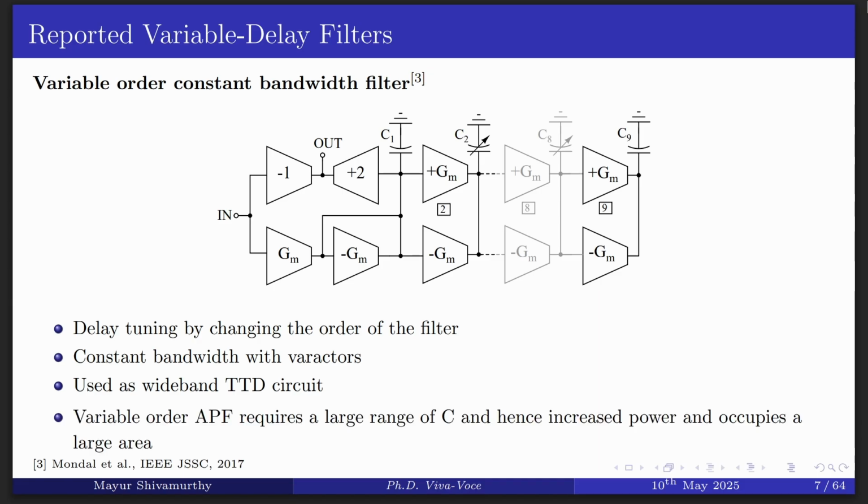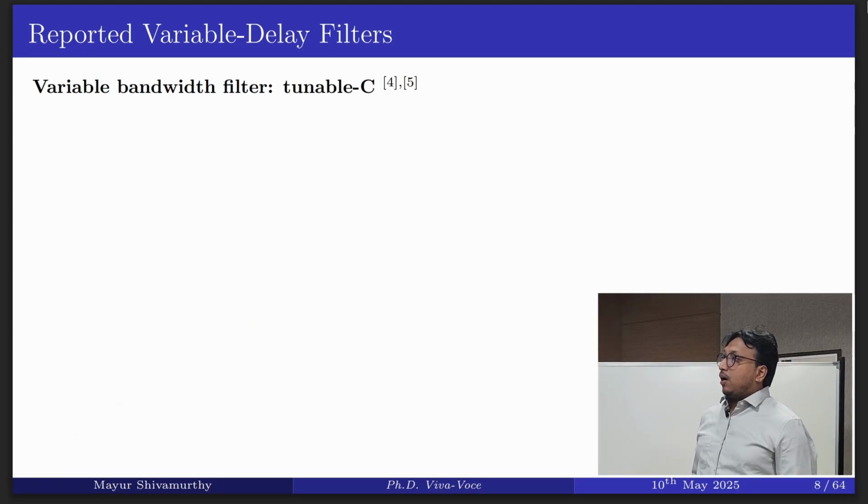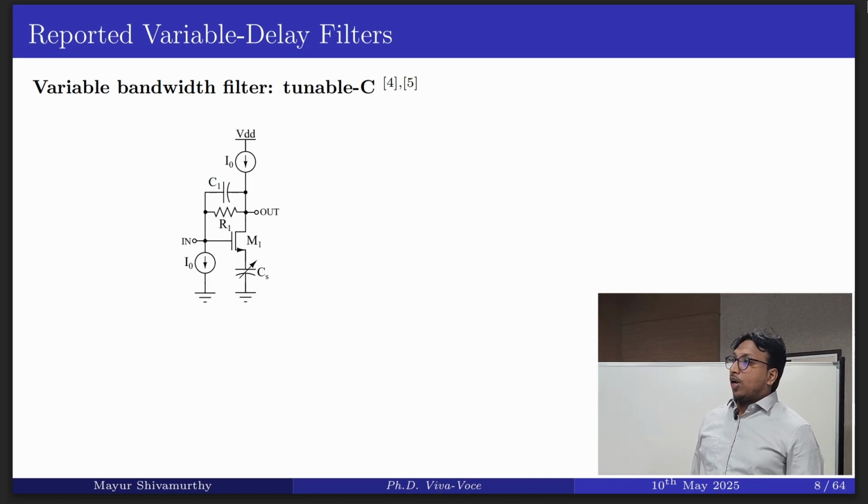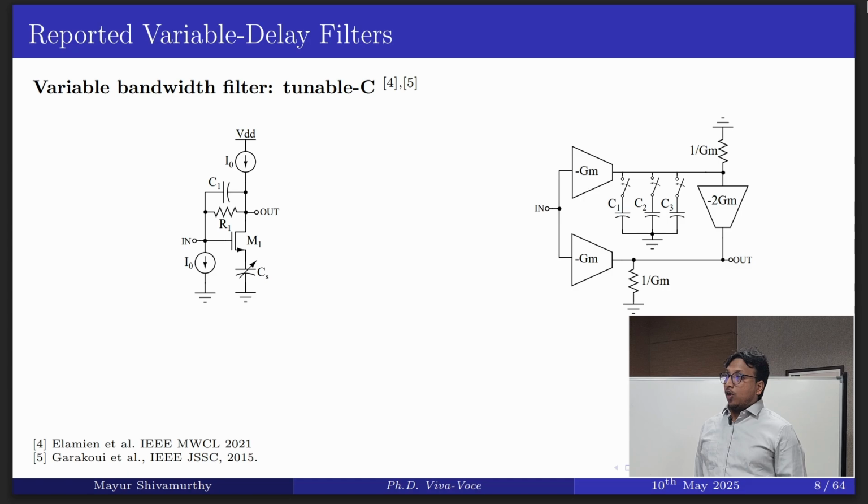But the problem with this type of approach is that it requires designing a very large higher order filter, and it consumes a larger area and also more power. So the next delay tuning technique is a variable bandwidth filter technique with a tunable GM. This is a second order all pass filter in which the delay of the filter is varied using a varactor CS. And in case of a first order all pass filter, the delay is varied using a tuned C using a switched capacitor architecture.